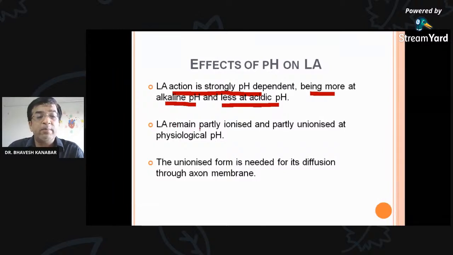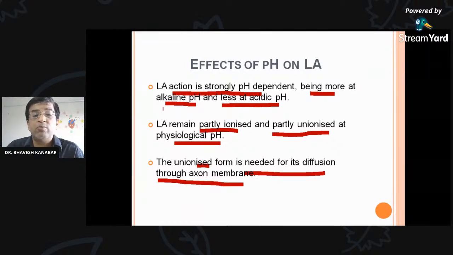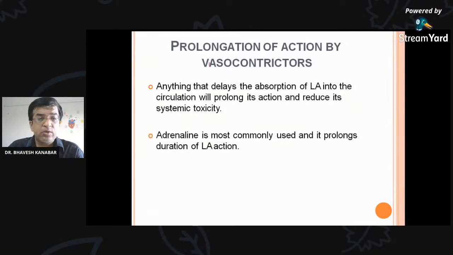Local anesthetics remain partly ionized and partly unionized at physiological pH. No need to remember this. Unionized form is needed for diffusion through the axon membrane. Just remember this: alkaline pH, more activity; less activity at acidic pH. No need to go through this.